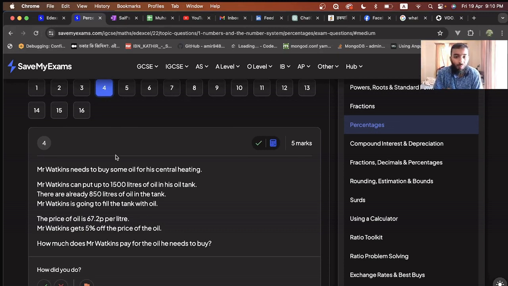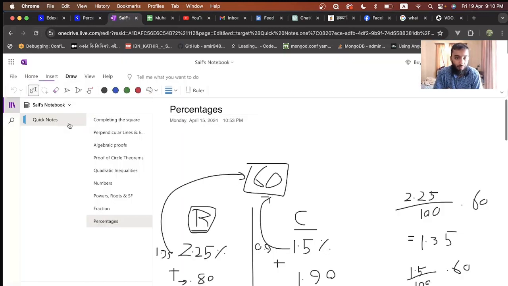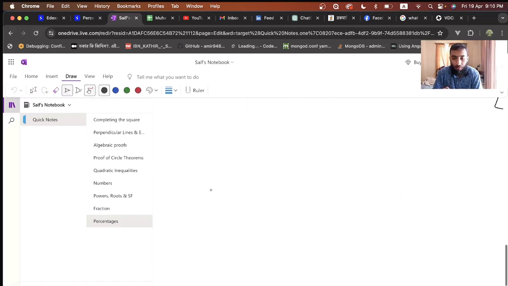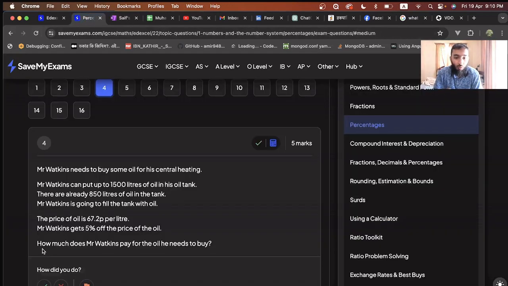So if I go to my notepad and use my pen tool, you have to first understand the question, like what is required from the question. How much does Mr. Watkins pay for the oil he needs to buy? So he needs to buy what? The difference between 1500 and 850 liters, that amount, and the per liter cost is 67.2 pence. Okay, and he gets 5% off.